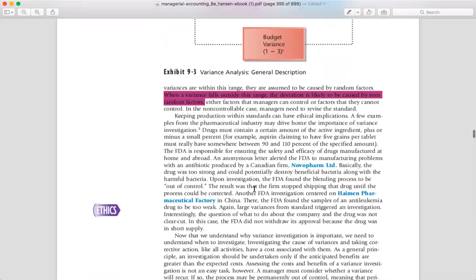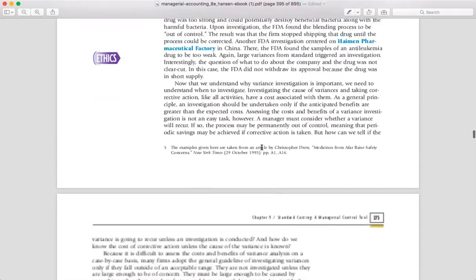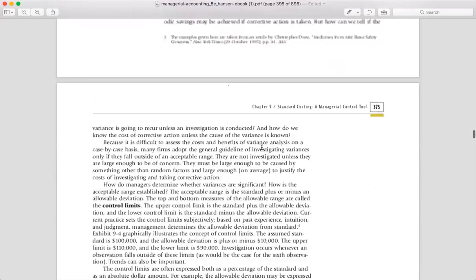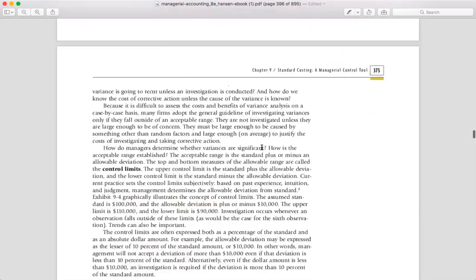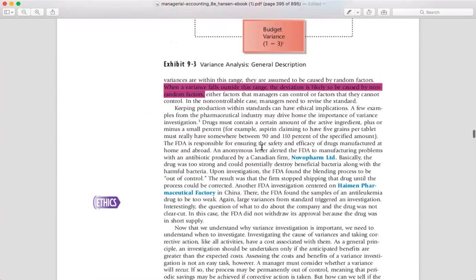All right. So actually, when the company wants to set the standards, that has an ethical implication, right? So I'm just going to do this one. Let's read this illustration together.